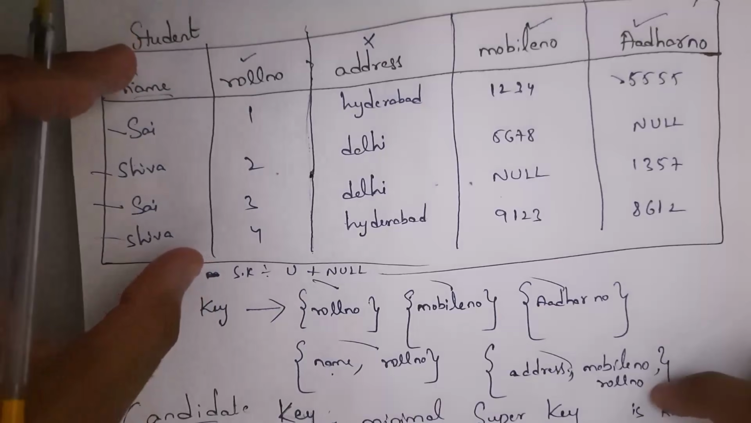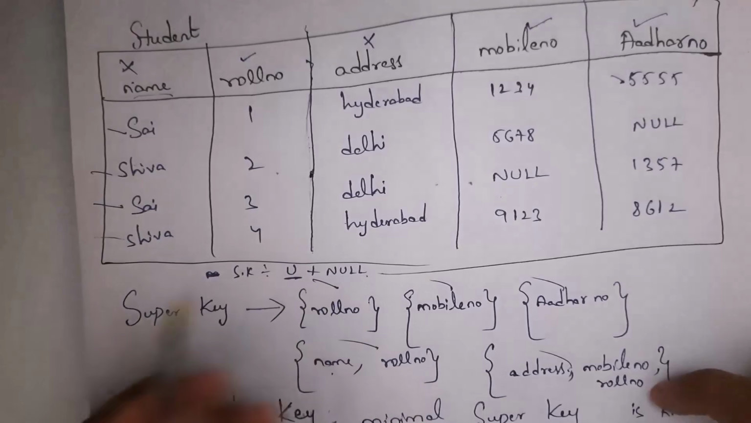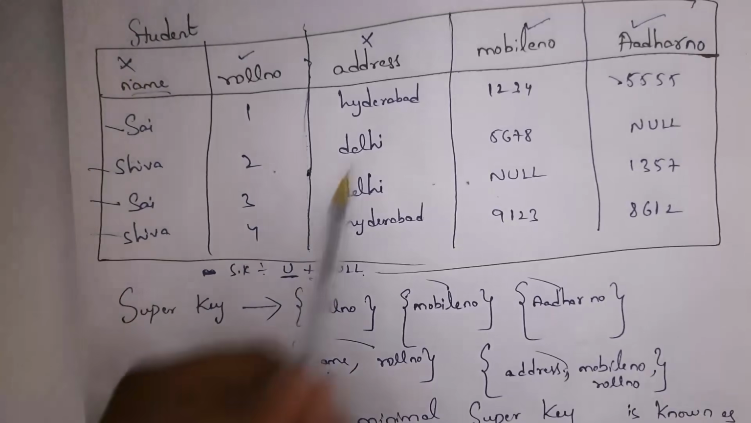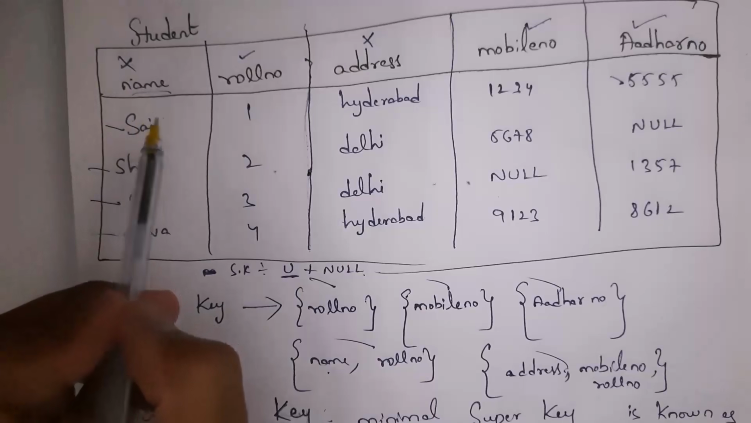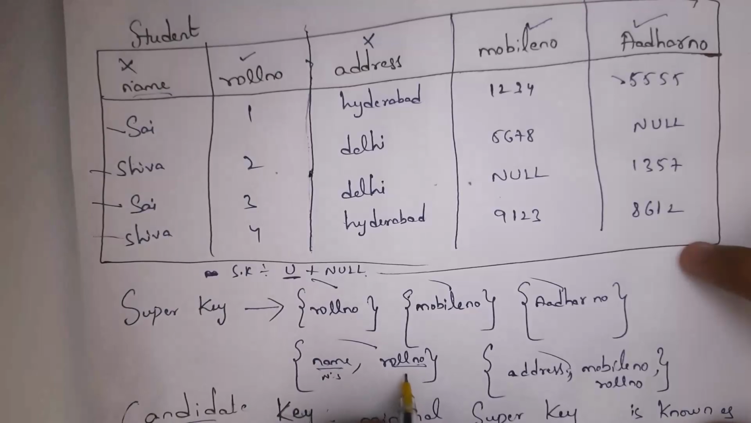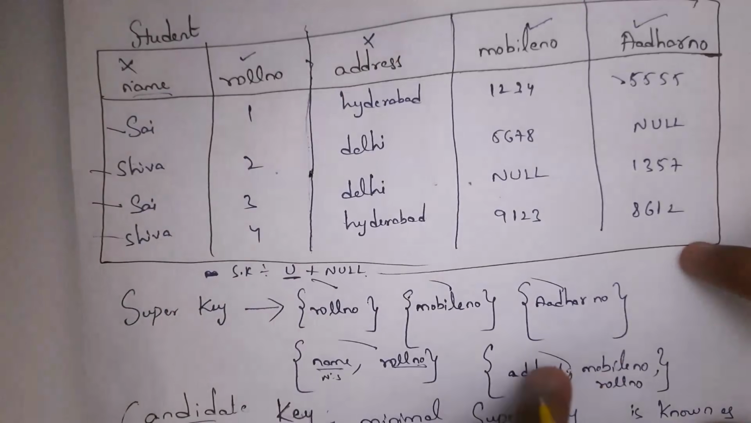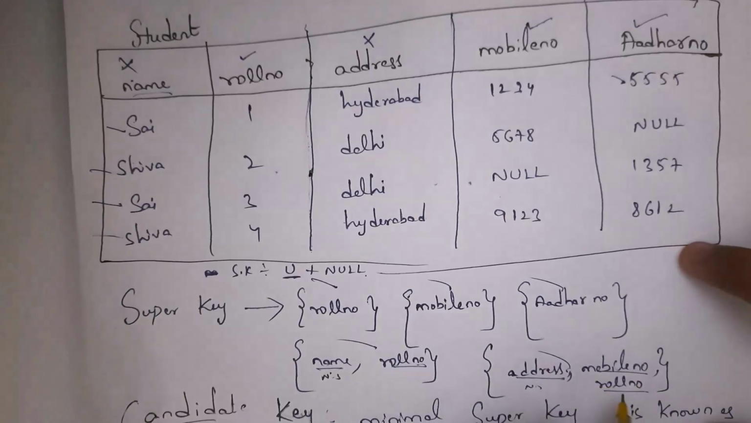Guys, a column is said to be a super key if it contains unique values and null values are accepted. If there are any non-super key columns, then you need to combine this non-super key column with a super key column, where the name column is non-super key and the roll number column is super key, and I combine this address column with the mobile number column and roll number column. Here the address column is non-super key and the mobile number and roll number columns are super keys. This is all about super key.